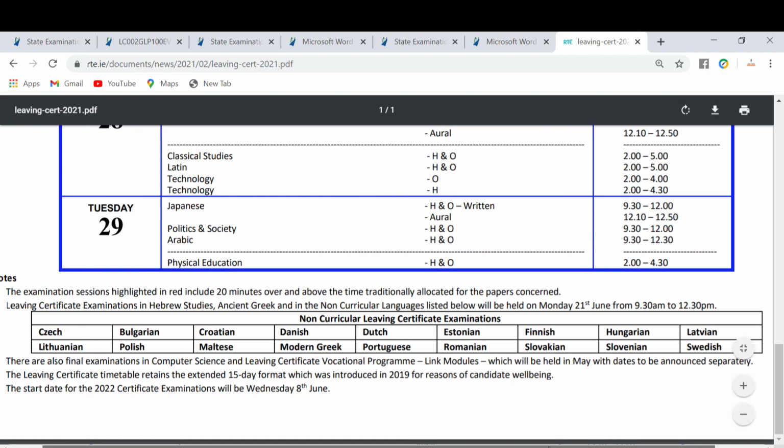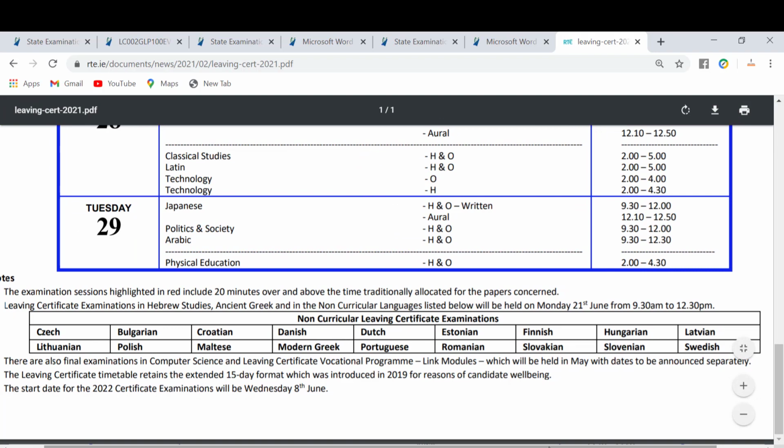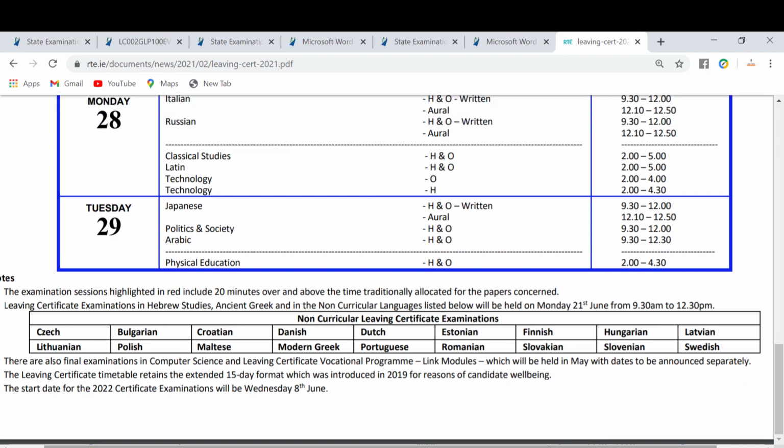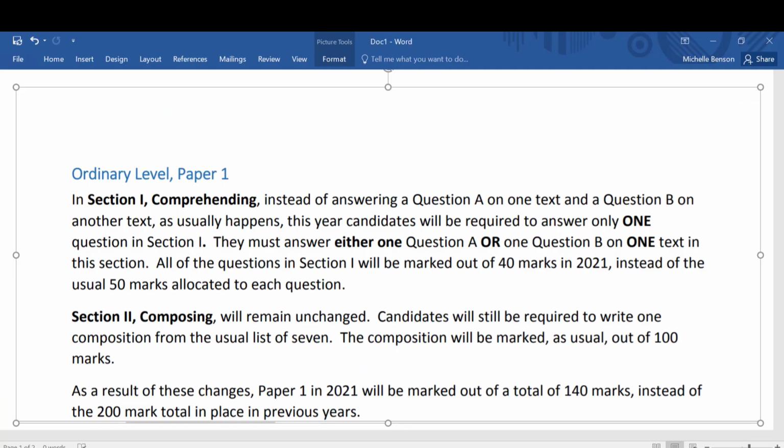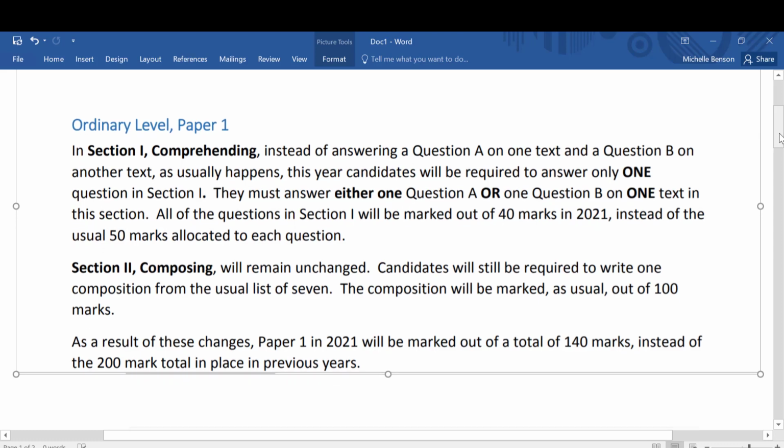Okay, so as mentioned, I want to look at the changes that have taken place in this year's Leaving Cert English Ordinary Level exam. So let's start by looking at some of the rules of the exam for this year, which are different from previous years, and also we can look at samples from the actual paper. So Ordinary Level Paper 1, Section 1, Comprehending.